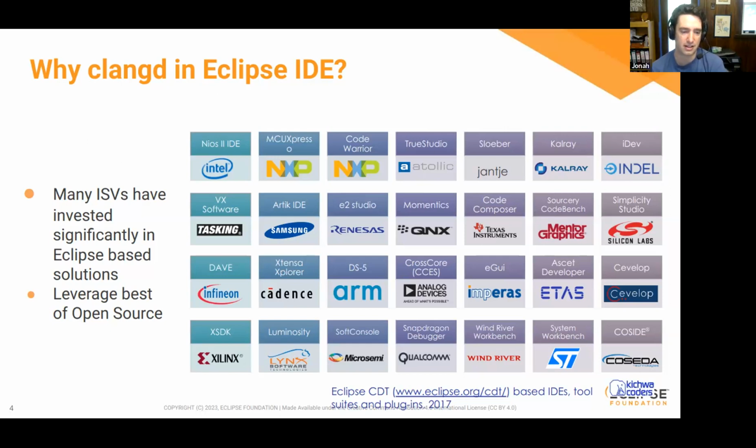Unfortunately, the standard CDT support for C++ has not kept up with the language standards over the last few years. So it's great if you're using the older versions of the languages, but if you want to use C++20, it might cause more of a problem. So using ClangD allows us to leverage the best of open source out there and continue allowing ISVs to deliver good products and our users to have good quality C++ experiences.